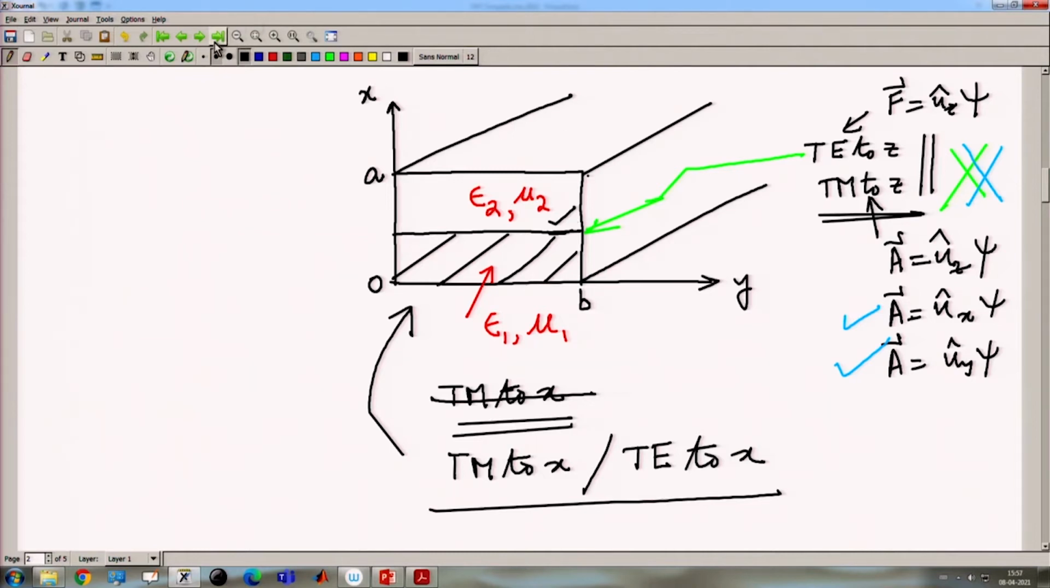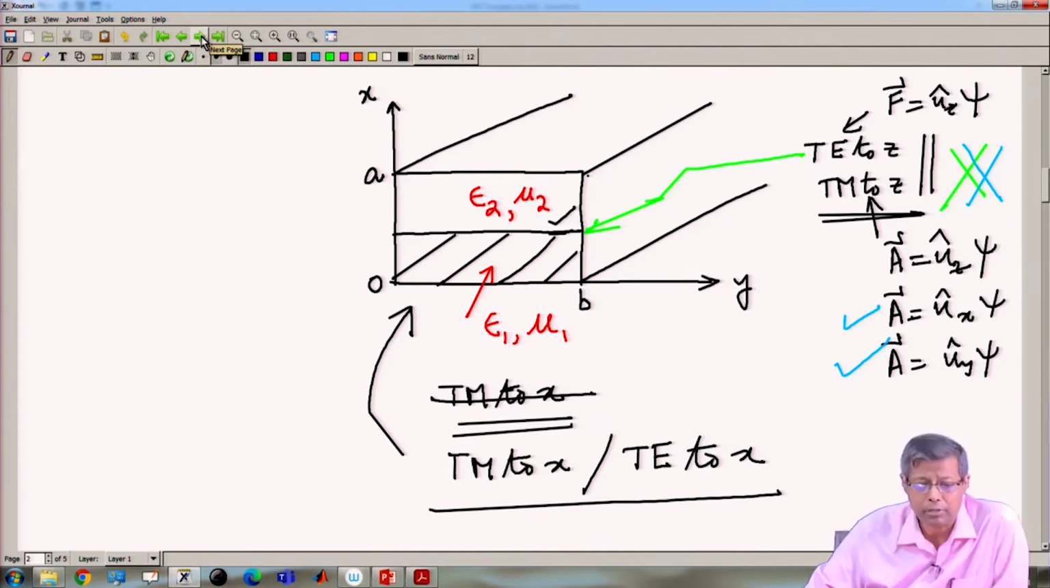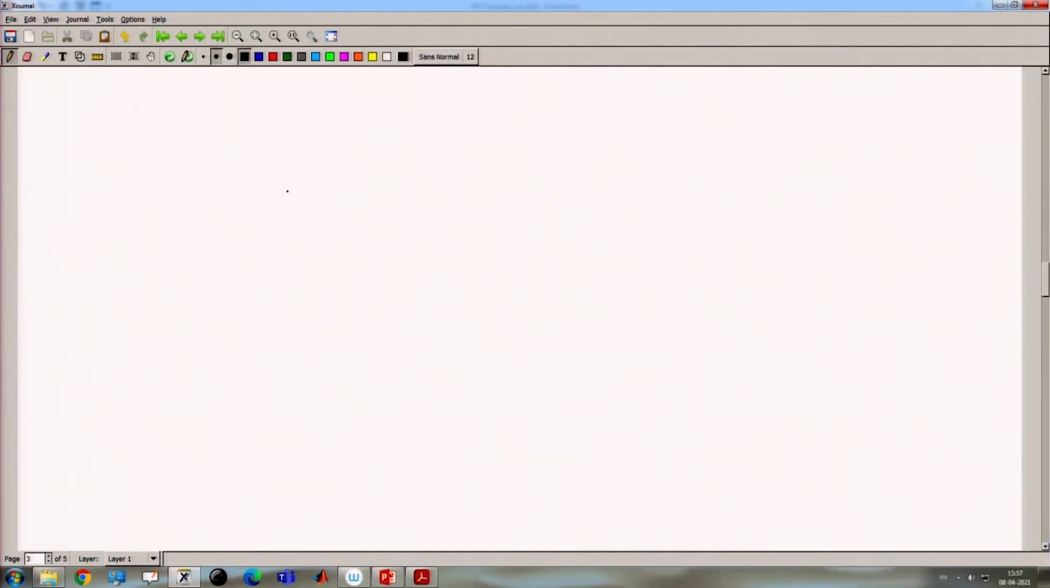So, first of all, let us write down the expressions for the TMx and the TEx electric and magnetic fields. So, for the TMx mode, we have A equal to u x psi.